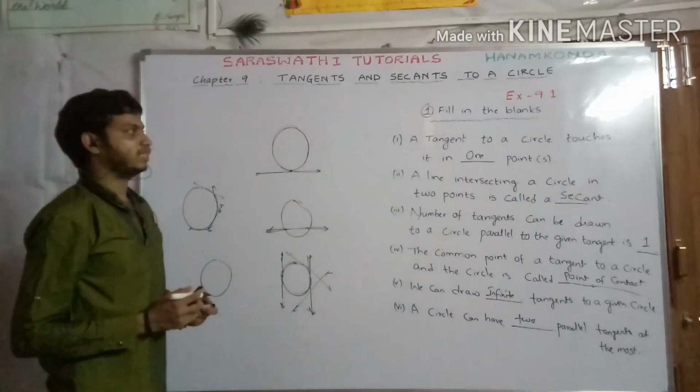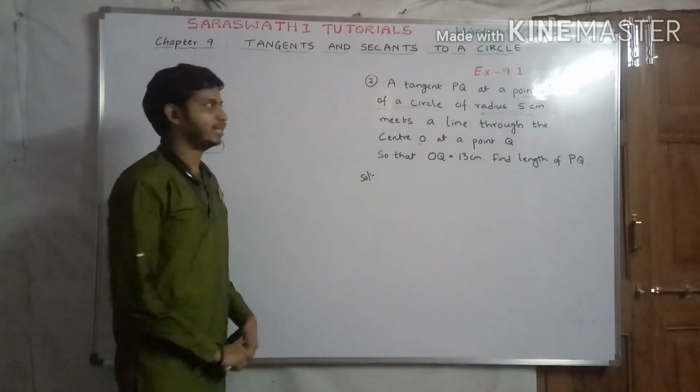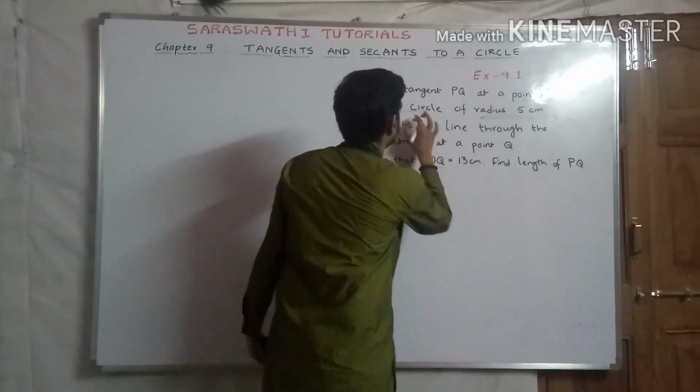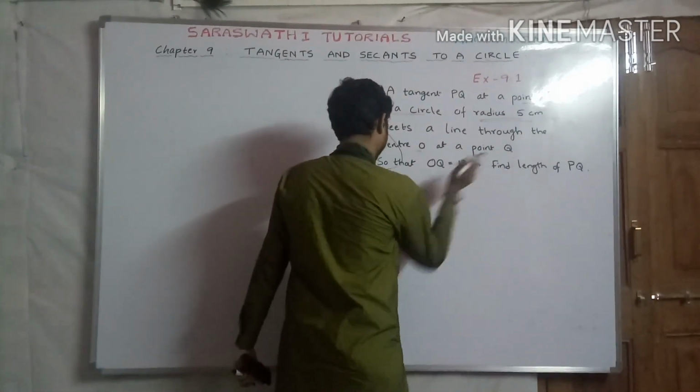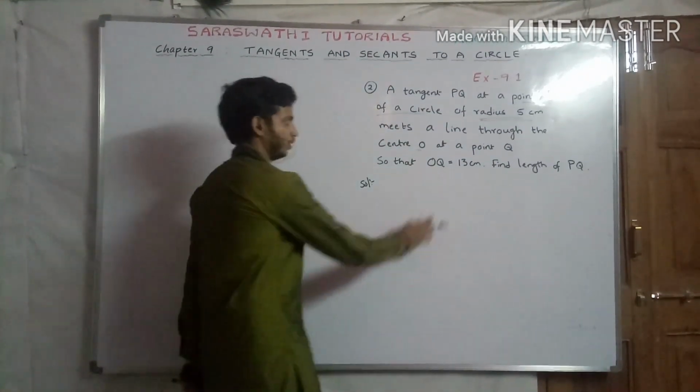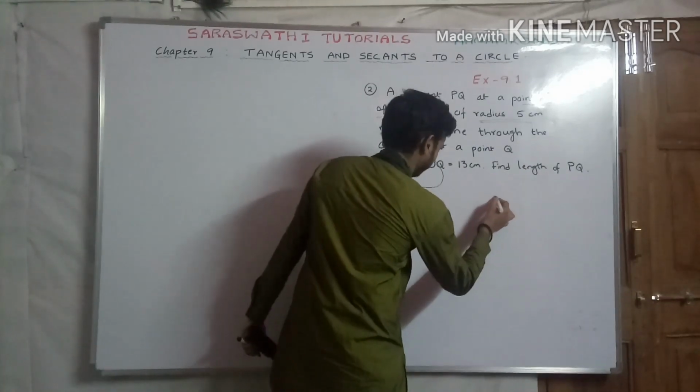So we shall discuss the next question. The next question is: a tangent PQ at a point P of a circle of radius 5 cm meets a line through the center O at a point Q such that OQ equals 13 cm. Find the length of PQ.